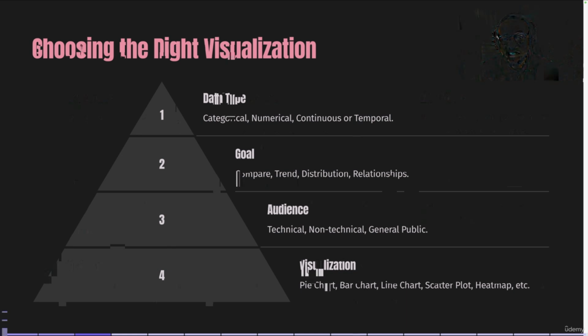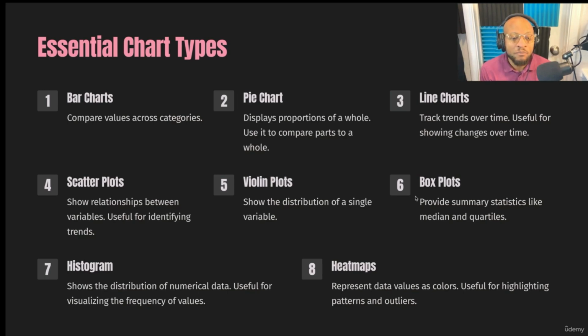Here are some of the most essential chart types. You have your bar chart to compare values across different categories. You have your pie chart, which is used to display proportions of a whole. You have your line charts, which help to show how a trend changes over time. You have your scatter plots, which essentially just show the relationship between two or more features.